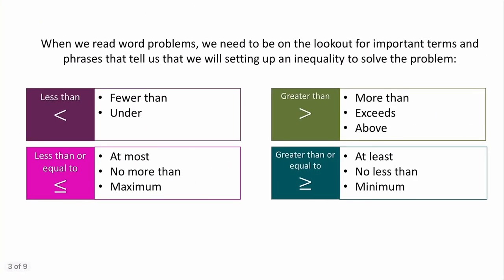So when we read word problems, we need to be on the lookout for some important terms and phrases that help us set up inequalities to solve our problem. So if we see any of these words or phrases, we're going to know which inequality sign to use. So for example, if we see fewer than or under, we know we're going to use the less than sign. So it's important to keep this chart handy as we work through our word problems today.